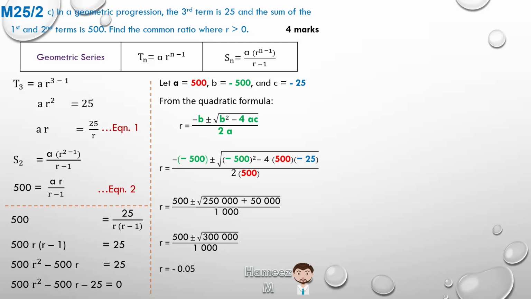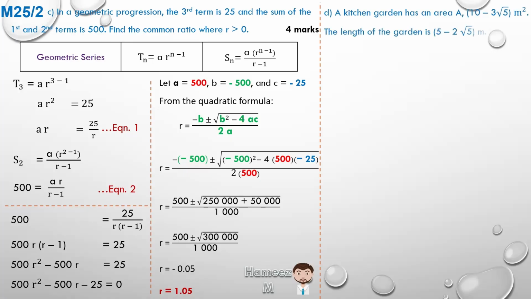So let's add 500 plus the square root of 300,000 all over 1,000, which works out to be 1.05 approximately. As such, that will be the solution we'll be taking, the positive solution, which is greater than 0. So we've solved the simultaneous equations in number 2C. Let's now move on to D.